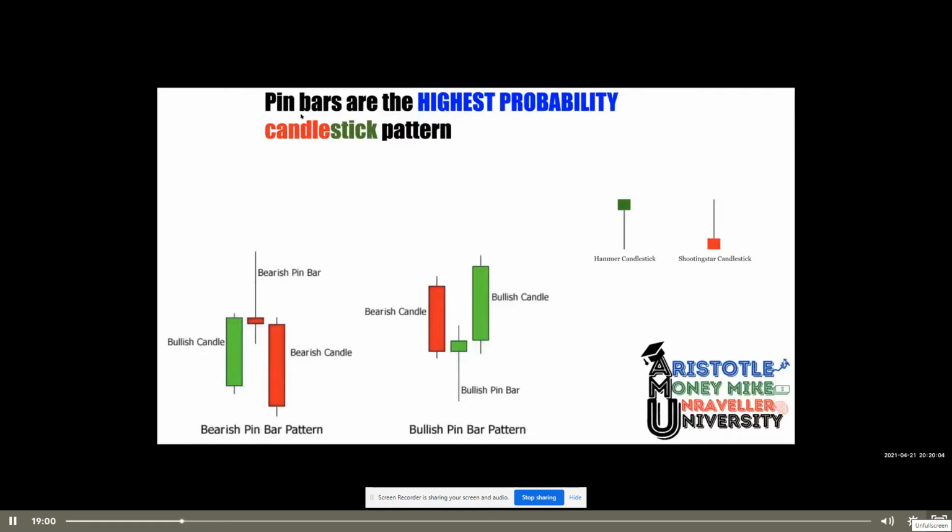So pin bars are the highest probability candlestick pattern. Pin bars and hammers are the highest probability candlestick patterns. Let me explain why this is called a pin bar and this one is called a hammer. You'll see something very unique about both of them. This one doesn't have an upper or lower wick. The pin bars do. So technically, this can't be considered a hammer because it has an upper or a lower wick, and this one has an upper wick.